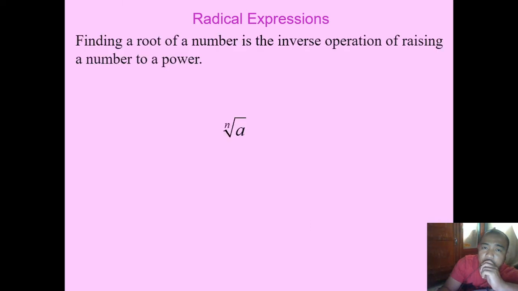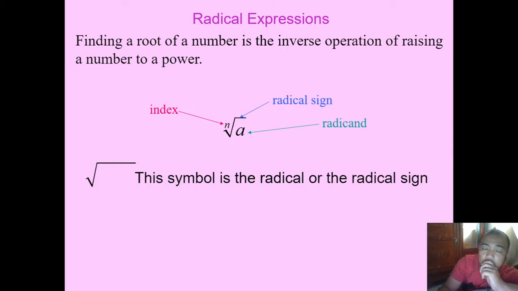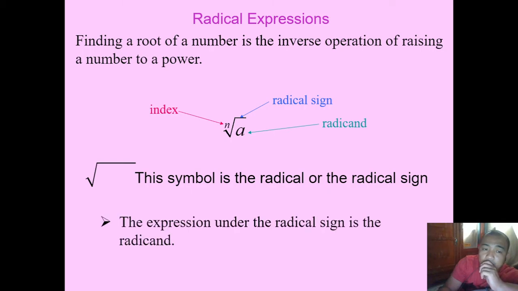Finding a root of a number is the inverse operation of raising a number to a power. If we have here nth root of a, we have here the radical sign. A is the radicand, n is what we call the index. This symbol is the radical, or simply radical sign. The expression under the radical sign is what we call the radicand, and the index defines the root to be taken.